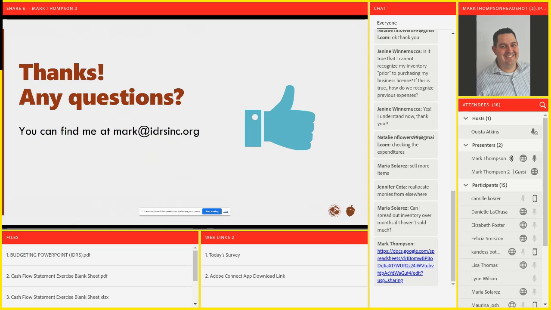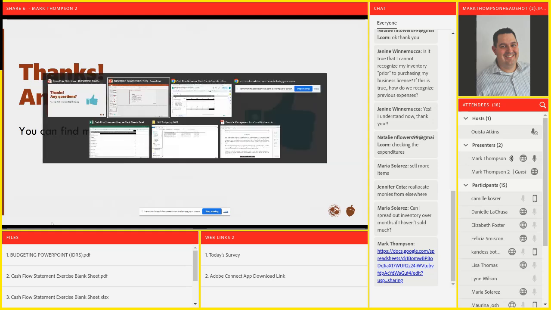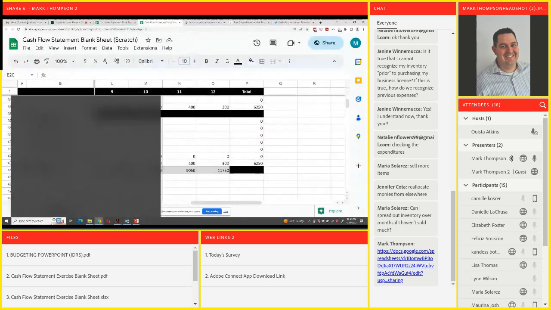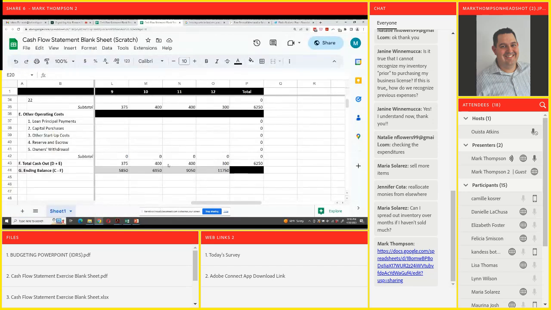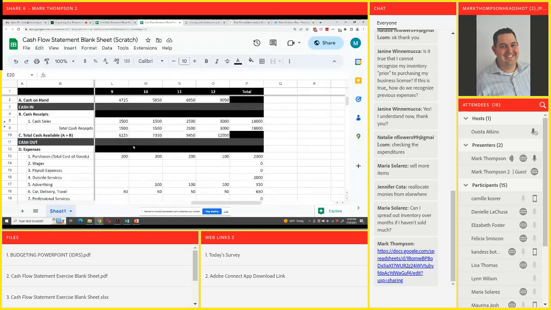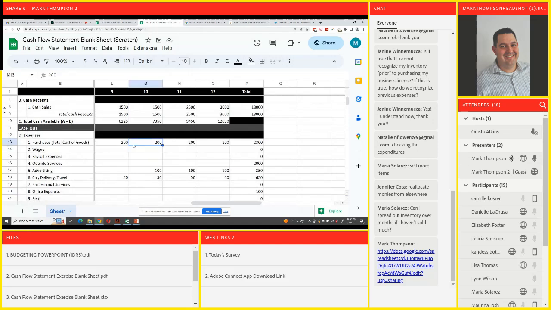Maria mentioned, can I spread out inventory over months if I haven't sold much? Okay, so one of the things that you should be looking for, let me go back and open up the spreadsheet here. So really what you're going to want to be doing is when you plug a number into this is when you spend the money.